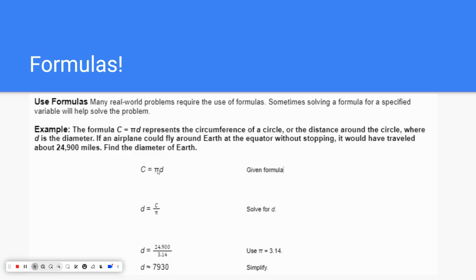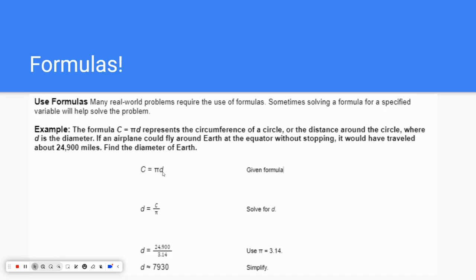C equals 3.14 times D, that's our given formula, but the question is asking for the diameter. So they tell you the circumference, they give you C, how do you find the diameter? Well, it can be helpful with these kind of problems to take this formula and rewrite it so D is by itself instead of having C by itself. That's what we're doing with literal equations. That's what we're doing with the formula problems.